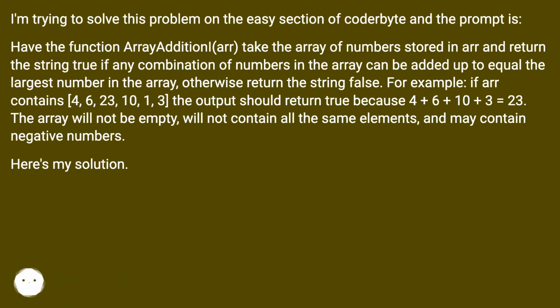I'm trying to solve this problem on the easy section of Codebyte, and the prompt is: have the function arrayAddition take the array of numbers stored in R and return the string true if any combination of numbers in the array can be added up to equal the largest number in the array, otherwise return the string false. For example, if R contains 4, 6, 23, 10, 1, 3, the output should return true because 4 plus 6 plus 10 plus 3 equals 23. The array will not be empty, will not contain all the same elements, and may contain negative numbers. Here's my solution.